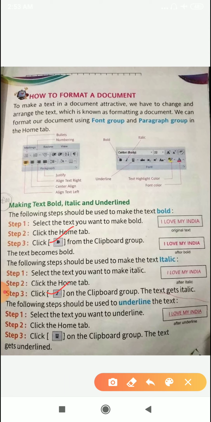The following steps should be used to underline the text. If you want to underline your text, your sentence, what steps are you going to follow? Step 1, select the text you want to underline. Again, you have to select the text. Step 2, again, you have to go on the home tab. Step 3, click U, and the text gets underlined. So this is the symbol of underline. You have to click it here.